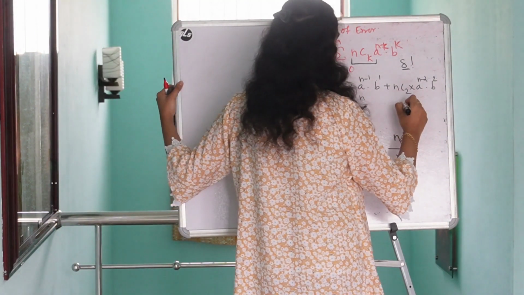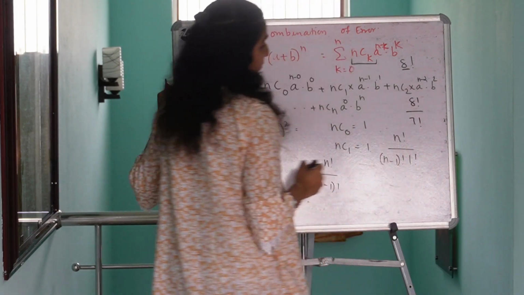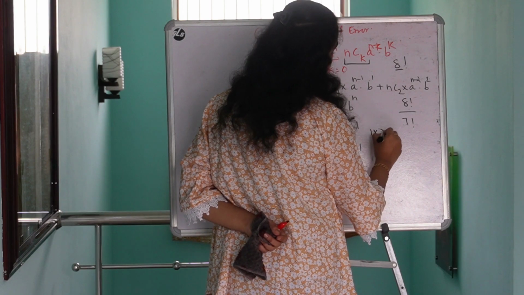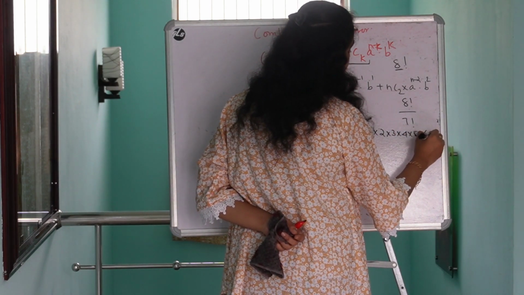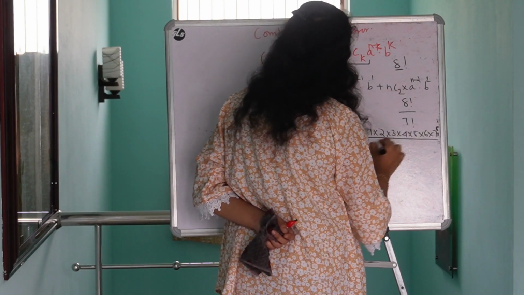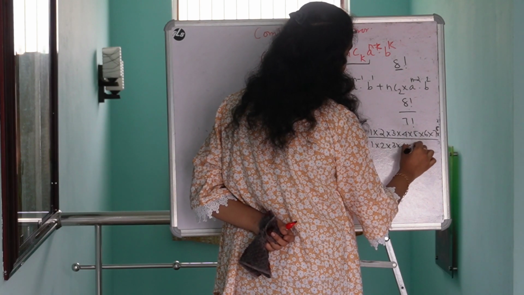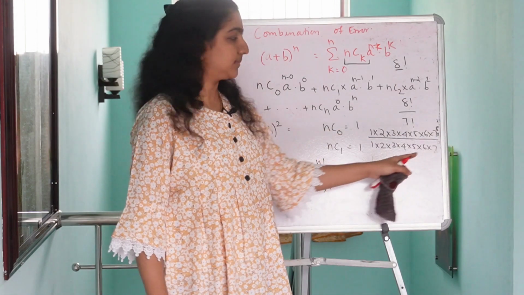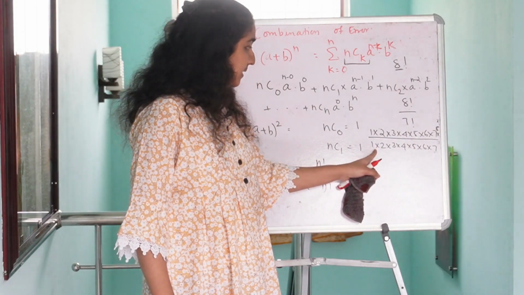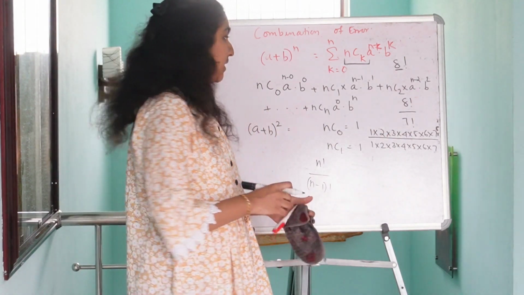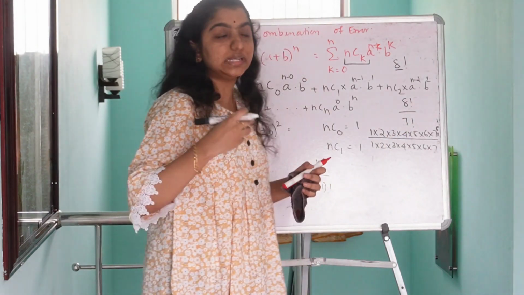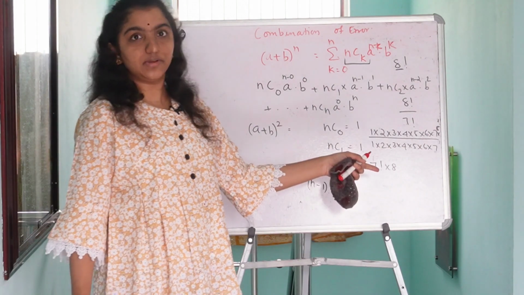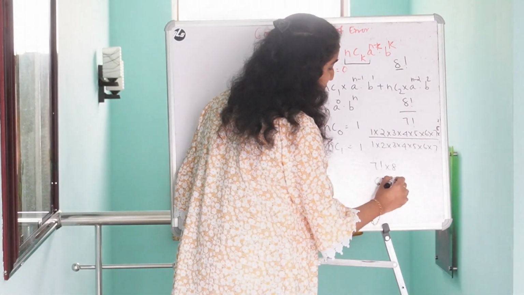Suppose, let's see an example. It is given 8 factorial divided by 7 factorial. We can say 8 factorial is equal to 1 into 2 into 3 into 4 into 5 into 6 into 7 into 8, isn't it? And 7 factorial is equal to 1 into 2 into 3 into 4 into 5 into 6 into 7. So 8 factorial is nothing but 7 factorial into 8, or otherwise we can say 6 factorial into 7 into 8.